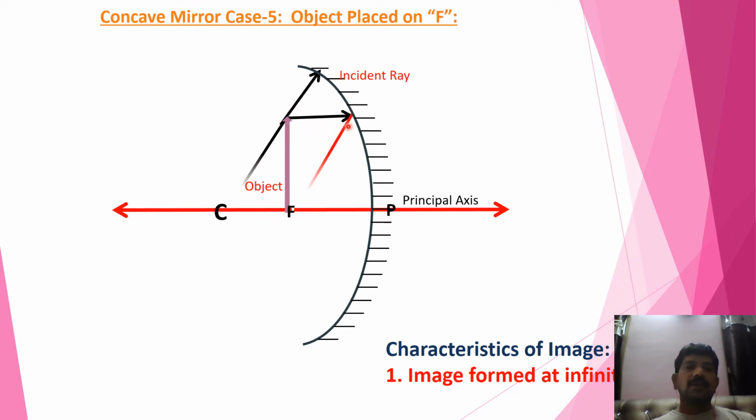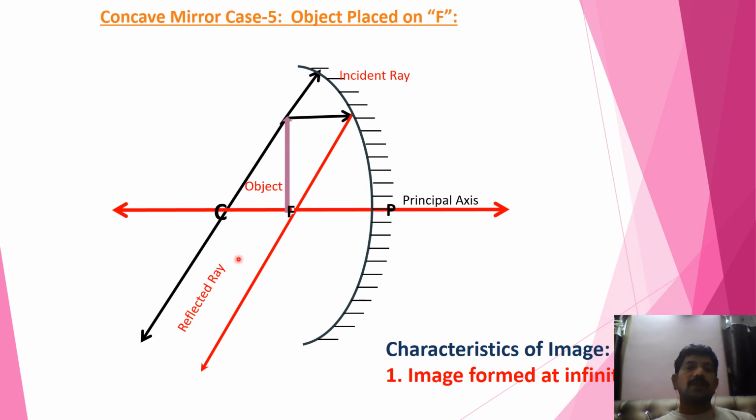So the ray which is parallel to the principal axis after reflection passes through the focus. Another ray which passes through the center of curvature gets reflected and again bounces back along the center of curvature only. Are you clear about that one? This is my incident ray, this is my reflected ray. Two rays I have considered. One is parallel to the principal axis, another one is passing through the center of curvature.